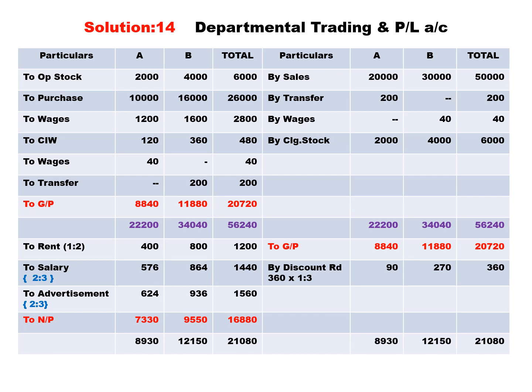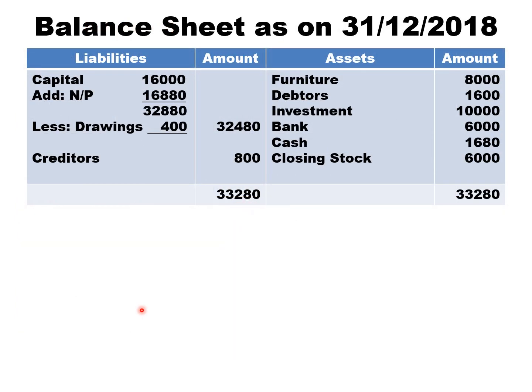Coming to the balance sheet, students. Capital 16,000 contributed by the proprietor. Add net profit 16,880, the total net profit of A and B together. Less drawings, amount drawn for personal use. Outer column 32,480. Creditors is a liability, 800. Take all assets: furniture, debtors, investment, bank, and closing stock of both the departments, A 2,000, B 4,000, so you get 6,000. So thus the balance sheet tallies. So students, kindly work it out.